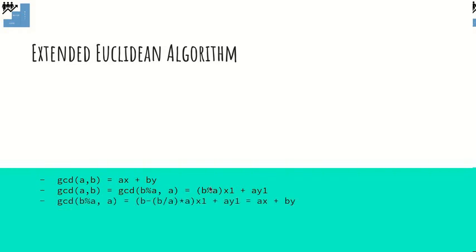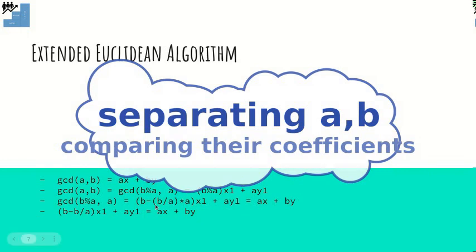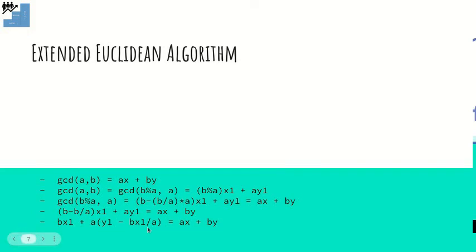So what is happening here is B mod A could be written as B minus B upon A into A. So B mod A is nothing but you subtract from B the quotient times A, into x1 plus A y1, which is equal to AX plus BY. Now we separate x1 and y1 separately, and we get the value of x and y. So we can say that x equals y1 minus b x1 by a, and y equals x1.